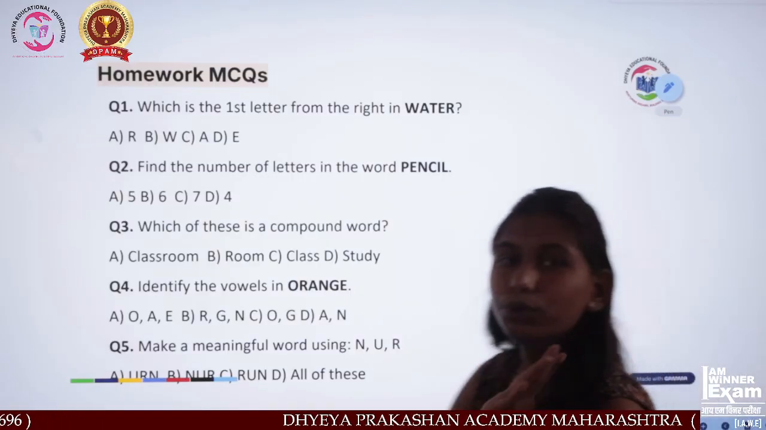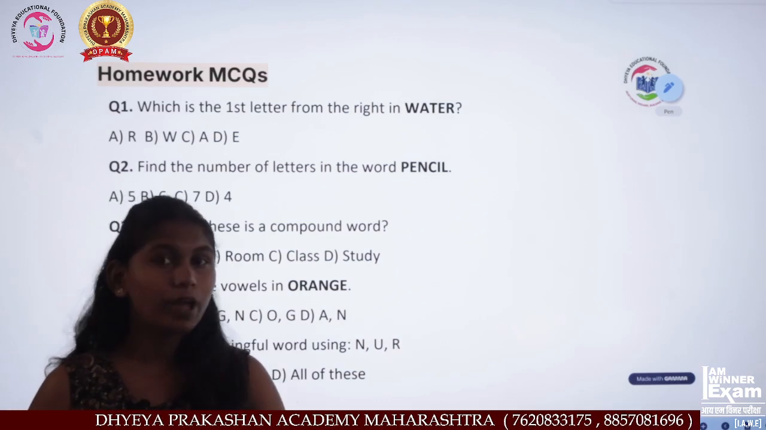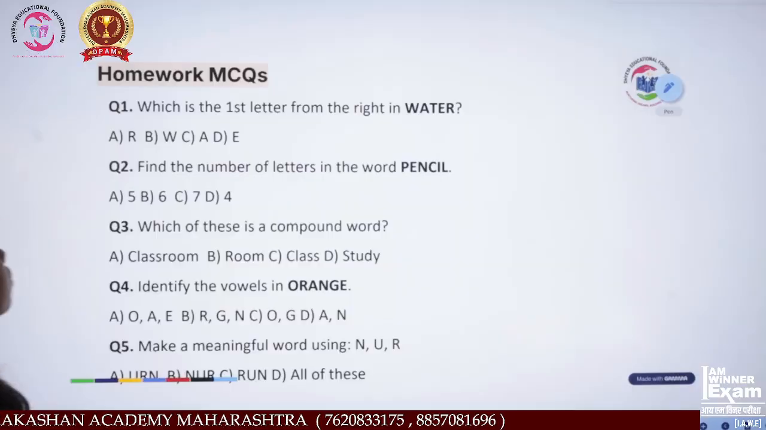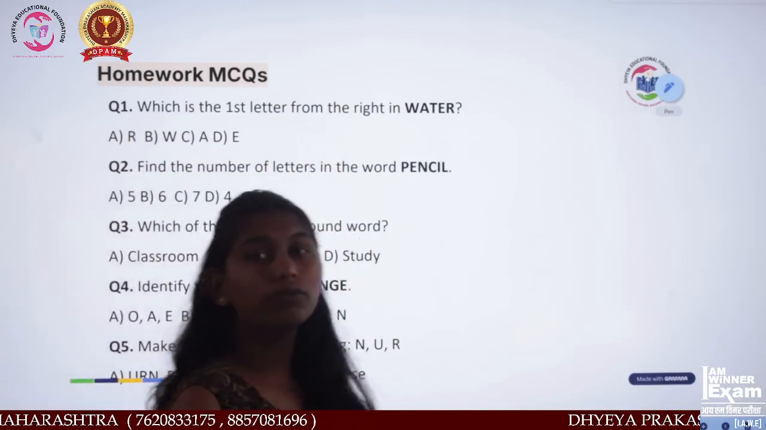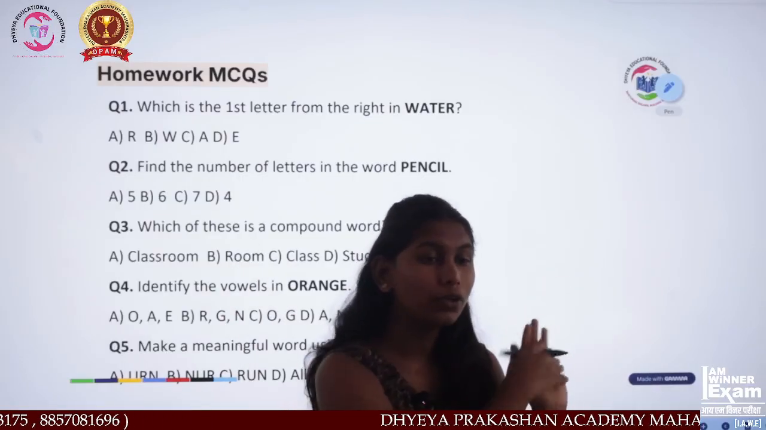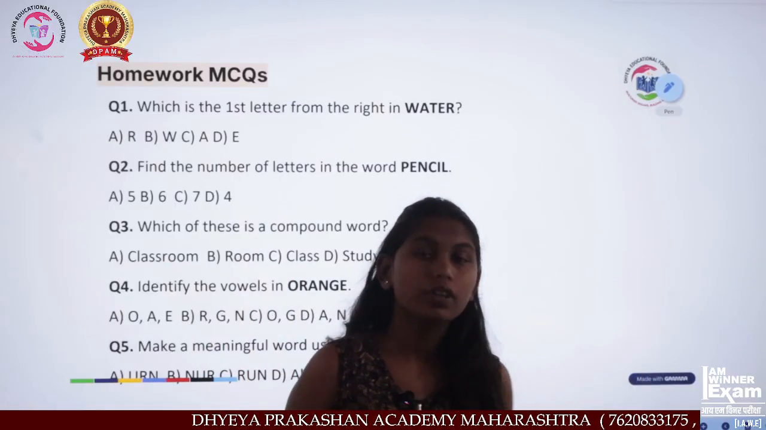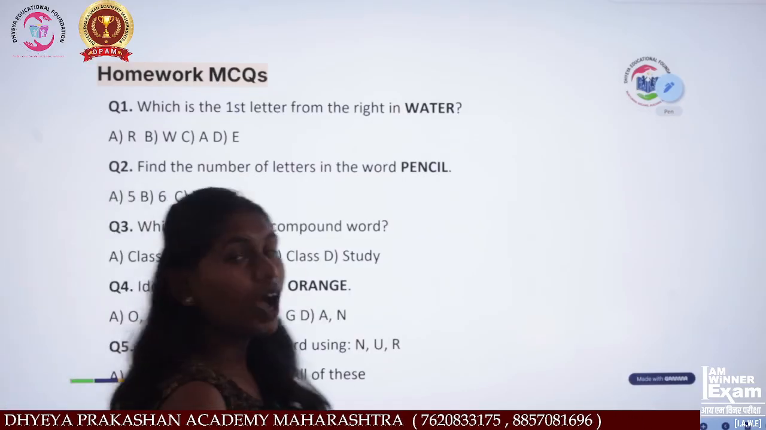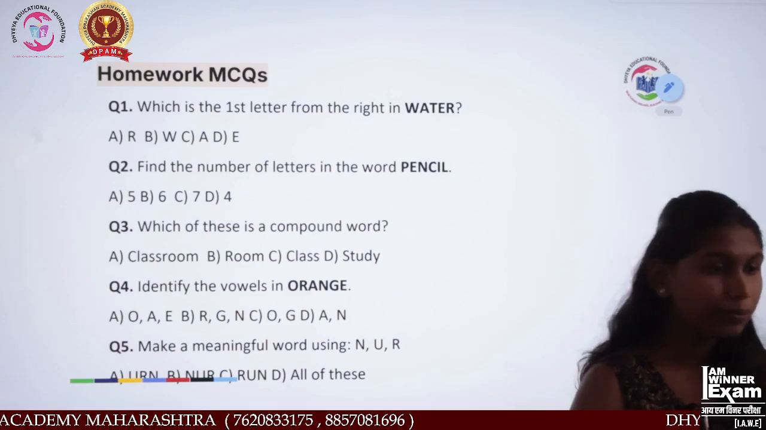Now what you have to do in this homework is read the question carefully and see what the question is asking. Now suppose it asks which is the first letter from the right. Now what the question is asking is which is the first letter from the right hand side. So you have to start counting from the right hand side. Then you will get the first letter from the right hand side. In such a way, understand what the question is asking about and then answer the questions.